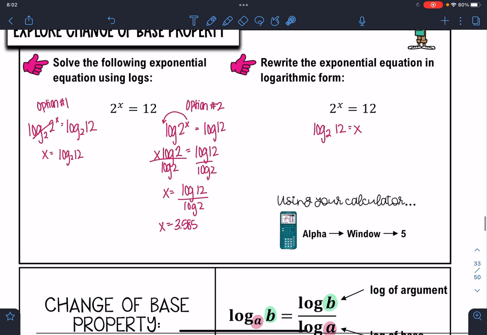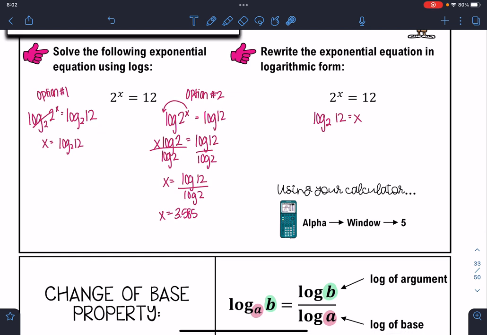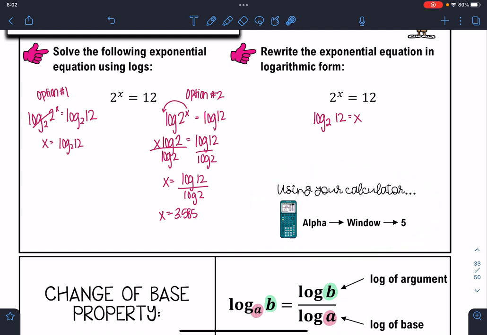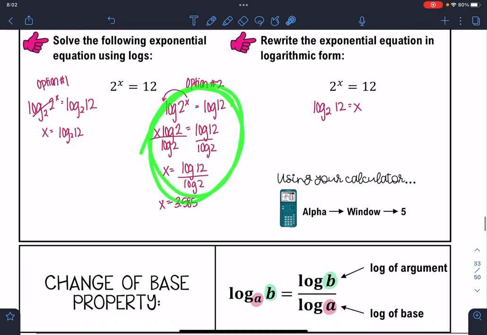It is an important property to know, especially as you move into later math and need to change that around. But using your calculator, you can type in alpha Windows 5, and then that will let you type in a log without base 10. But you really want to know how to use this, because what if you don't have access to a calculator that has that? If you use a regular scientific calculator, you can only type in log base 10. And log base 10 is useful in so many different ways. Log base 10 is what we use most of the time. So we do want to know how to solve it this way as well.